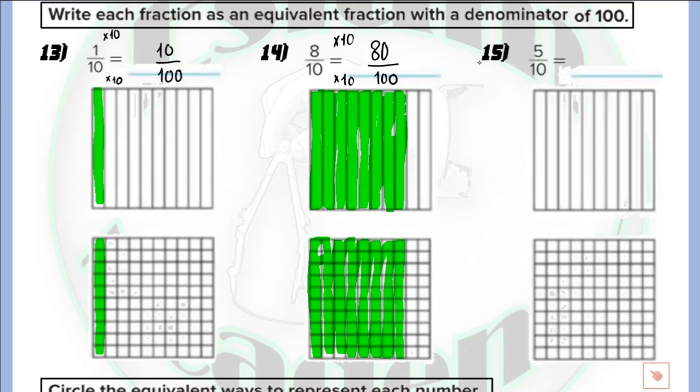5 over 10 will be the same. We just add a 0 up and a 0 down to write the equivalent fraction. So it will be 50 over 100. And we will shade 5 columns if the denominator equals 10 and also 5 columns if the denominator equals 100.